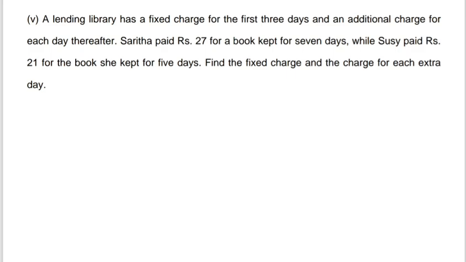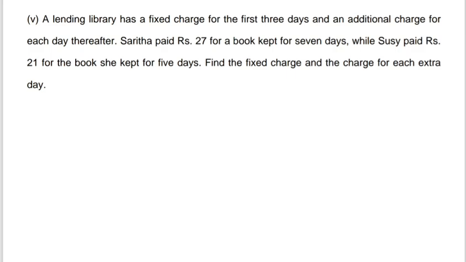So there is a library which has a fixed charge for the first 3 days and extra charges thereafter. Sarita pays rupees 27 for 7 days. That is 3 days of fixed charge plus 4 days of extra charges. And Susie paid rupees 21 for 5 days. That is 3 plus 2. 3 days is the fixed charge plus 2 days of extra charge. Find the fixed charge and the charge for each extra day.